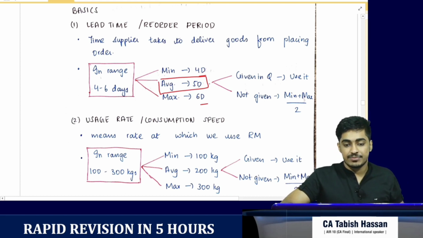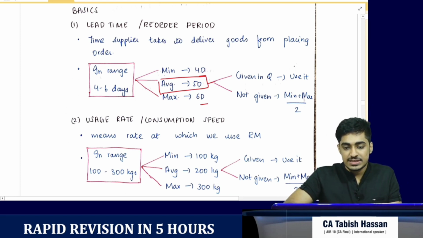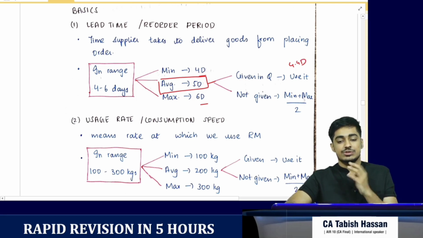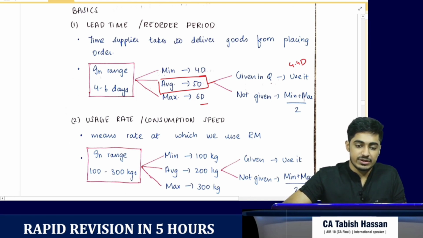How do we get average lead time? Sometimes it will be given in the question. If it is given in the question, use that. Say if they say average lead time is 4.4 days, use that. If it is not given in the question, what we do is minimum plus maximum divided by 2.